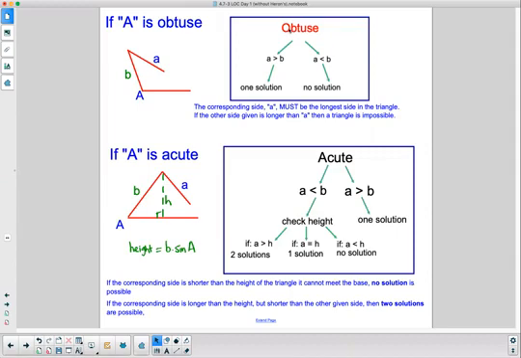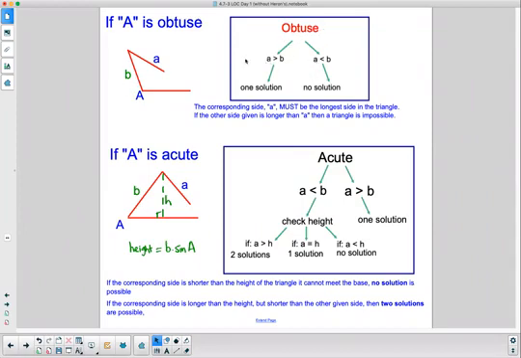So all of this only applies if you're given side-side angle. If you're given angle side angle or something like that, it's a different combination. You can't use this flow chart. It's only for side-side angle. So this is the obtuse case.